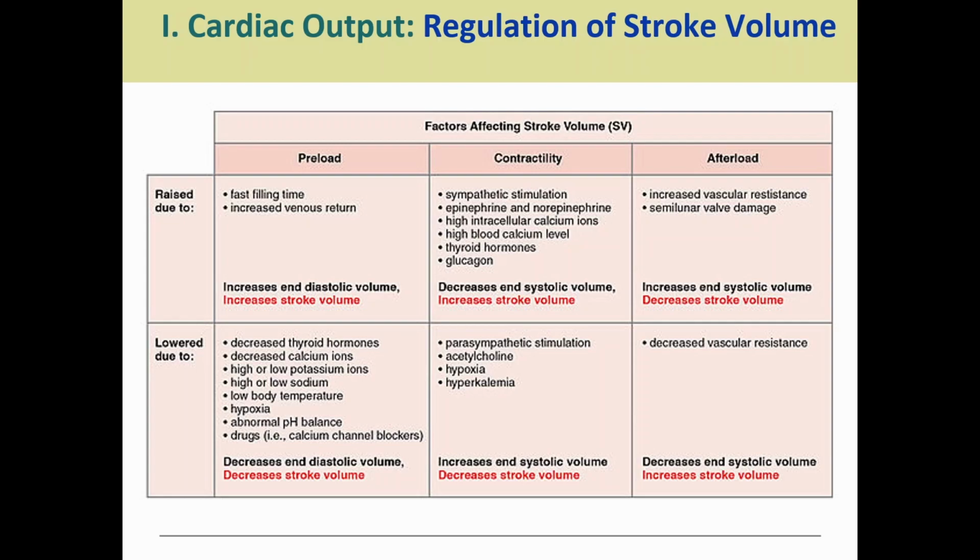And then afterload, this is raised due to semilunar valve damage, increased vascular resistance. This is going to lead to a decrease in stroke volume because afterload, again, has a negative impact on stroke volume. So anything that increases afterload will negatively impact stroke volume. And then it's lowered when vascular resistance is decreased, right? There's less pushback from the arteries, so the ventricles have an easier time ejecting blood out from the ventricle into the blood vessel.